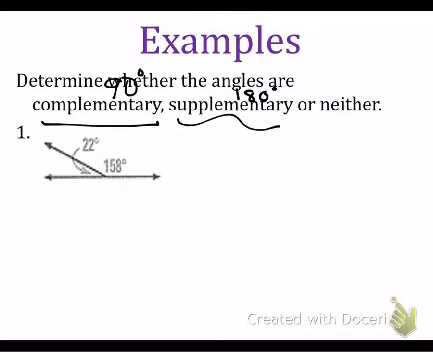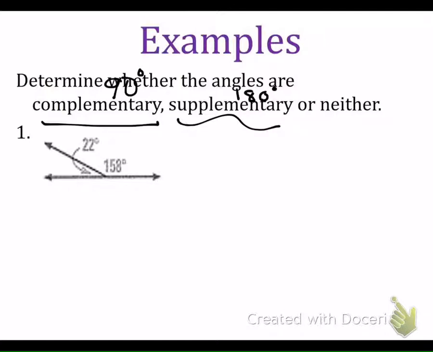Okay, so basically you're given two angles. If they add to 90, you say complementary. If they add to 180, you say supplementary. So if they make a right angle, complementary. If they make a straight angle, supplementary. If they make any other type of combination, when you add them together, nothing.